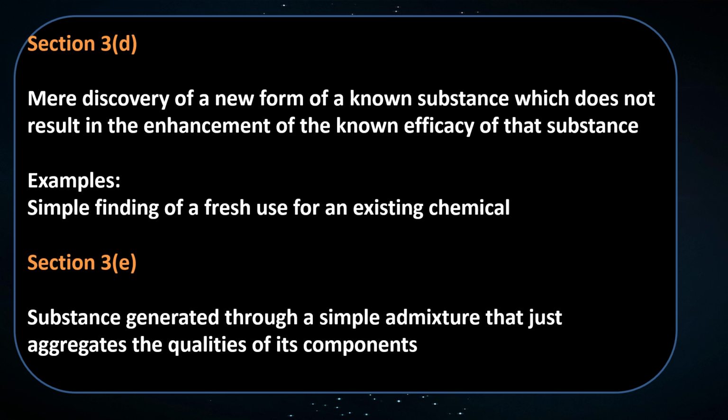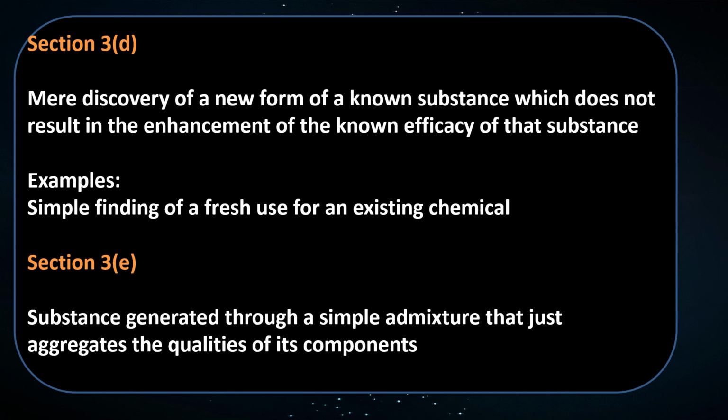Section 3E states that a substance generated through a simple admixture that just aggregates the quality of its components is not patentable. What that means is, let's say there's a component A, a component B, and a component C, and component C is the combination of components A and B.